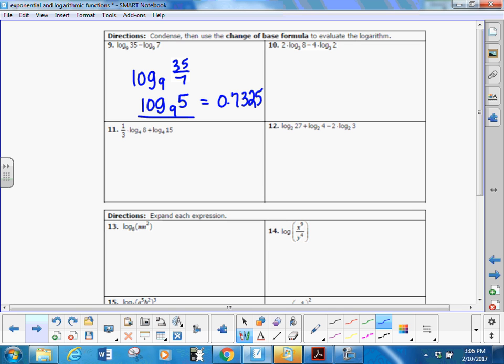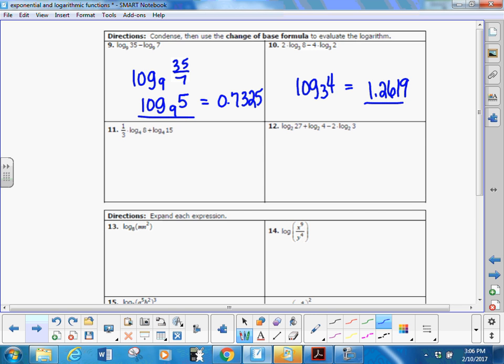So I'm going to just give you the answer to number 10. If you condense it, you'll get to that point. If you put it in your calculator, you'll end up there. But like I said, I'm not going to ask you to go to this step on the quiz. I'm just going to ask you to condense.